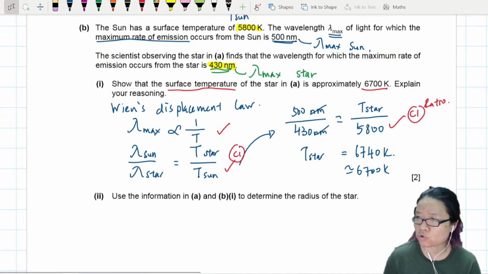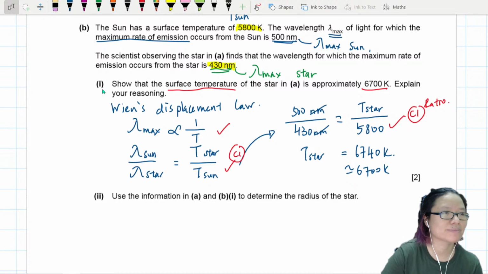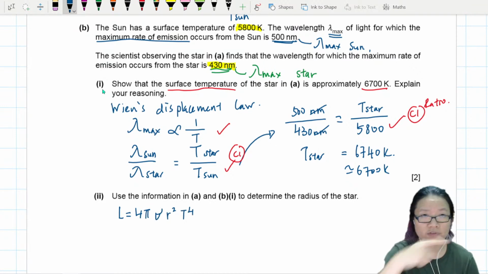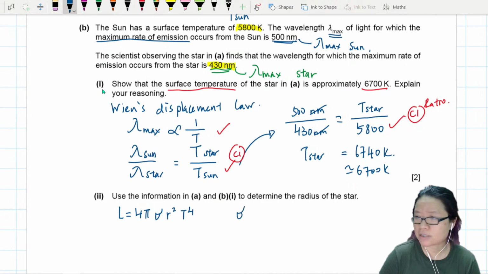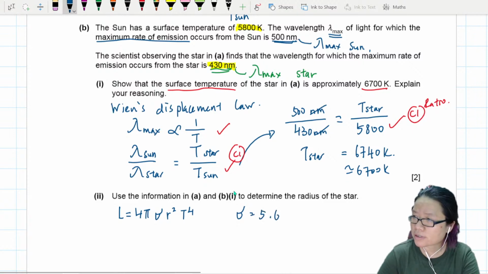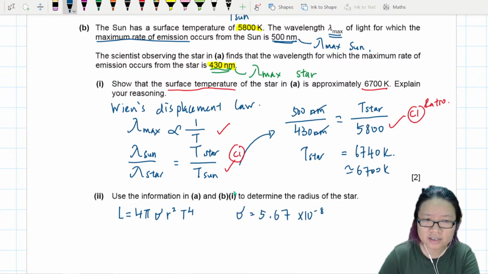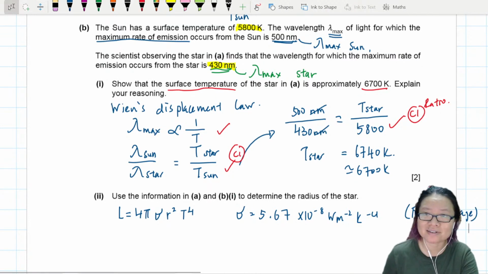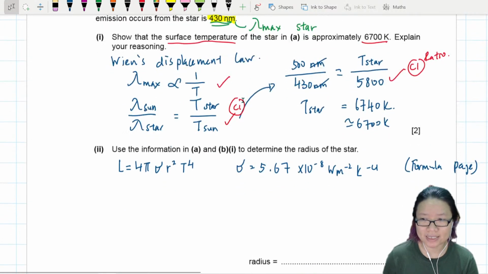So this one, we need to use our friend the Stefan Boltzmann law. Stefan Boltzmann, L is 4 pi sigma r squared T to the 4. Copy from front page. Okay. Given that sigma is 5.67 times 10 to the power negative 8 watt meter negative 2 K negative 4. Both of these you can find from your formula page, okay? So go to your formula page and find the answer.